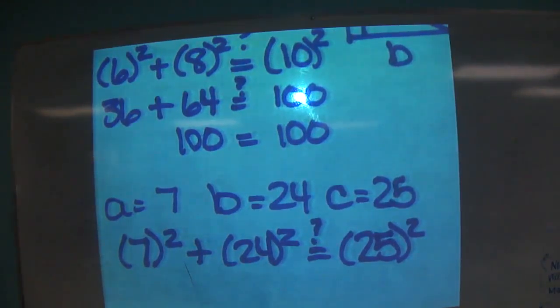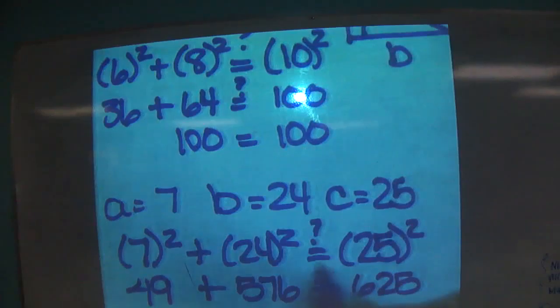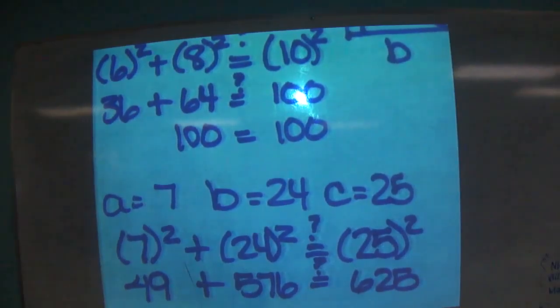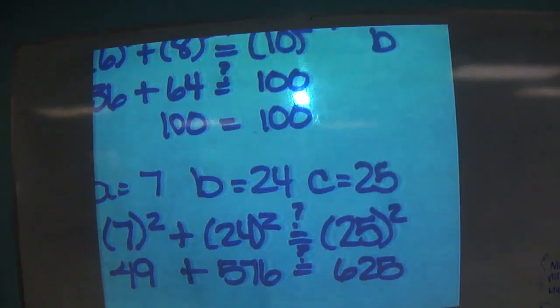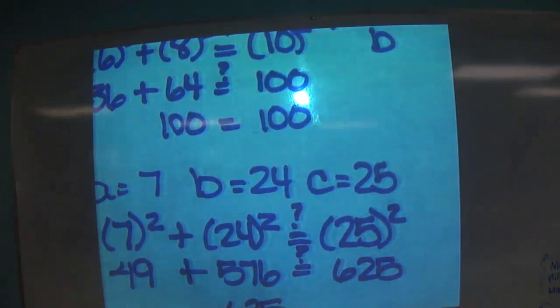But if, so 7 squared would be 49, plus 24 squared, anybody know it? Just off the top of your head? 576. And 25 squared is 625. You just get to know some of them. So what's 49 plus 576? We're just adding now. Guess what? 625 is equal to 625, and that's a true statement.